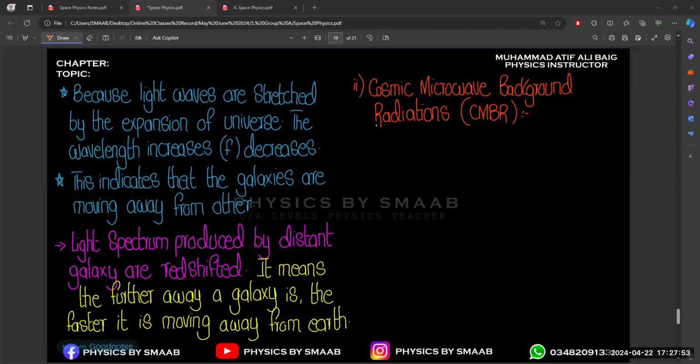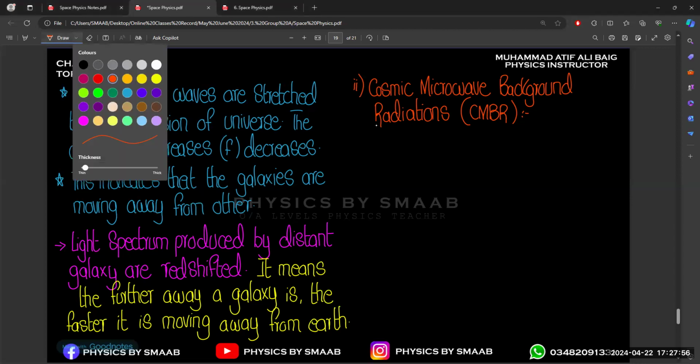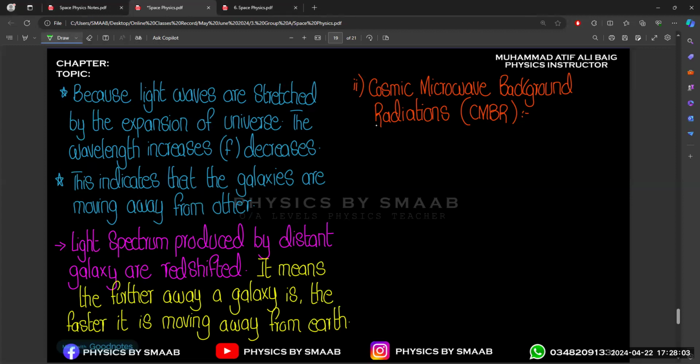And basically, in this CMBR, you can see there is microwave. So microwave is also part of the electromagnetic spectrum. So CMB is also electromagnetic radiation that emits out from the early stages of the universe, and it has a wavelength of around 1 millimeter. So we know that the range of the microwave is also in millimeters. So when we are getting the wavelength in millimeters, that is also evidence of the microwaves.